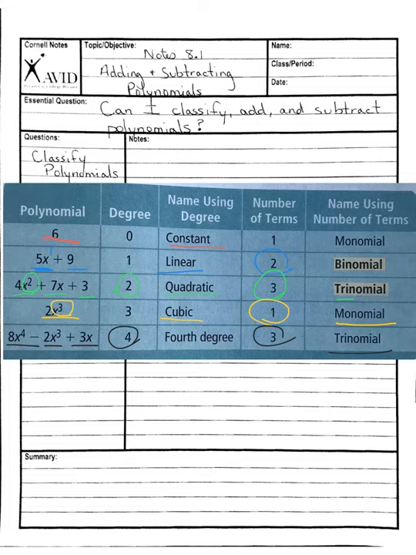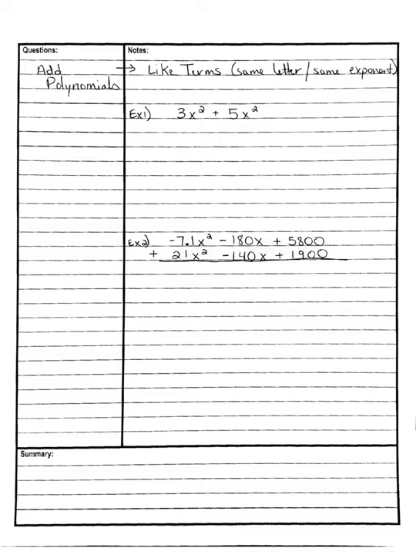So again, the naming of these is based on the terms. The degree is based on your biggest exponent. That's classifying them. Let's jump in and look at adding and subtracting. Honestly, this is nothing new. In order to add or subtract, we have to have like terms. What does that mean? That means same letter, same exponent.